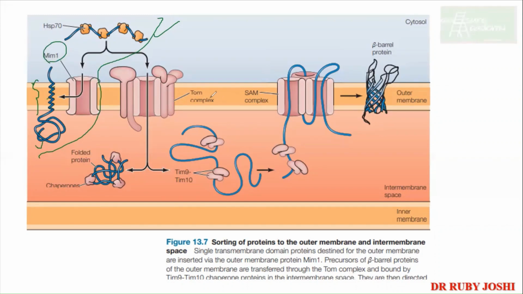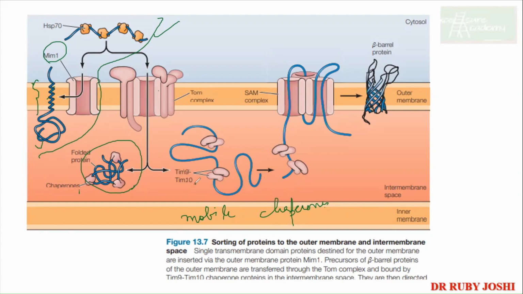Now, coming to the next. If it is going inside, then this protein will pass through the Tom complex. If it is meant for your intermembrane space, it will get folded with the help of the chaperones. But if it is meant for your outer membrane integration, then TIM9, TIM10, what are they? They are your mobile chaperones, which help to keep them in the unfolded state.